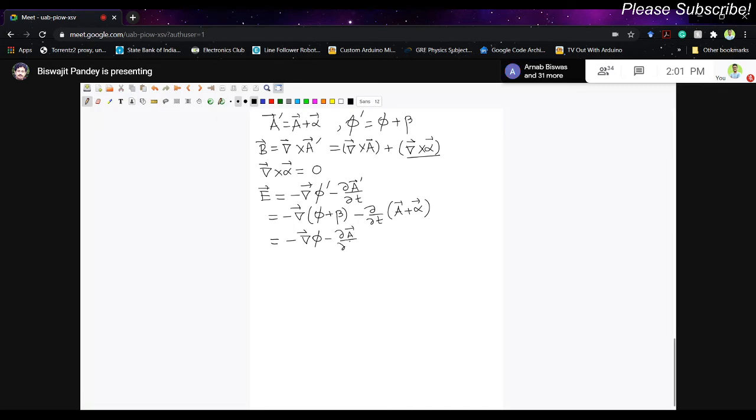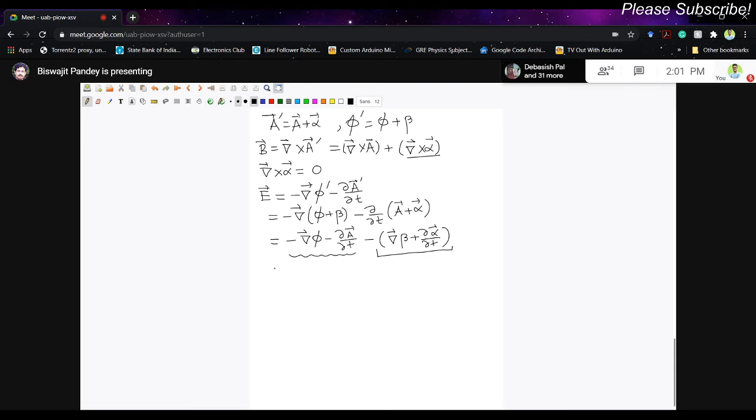This is the familiar quantity, something which is the electric field. So the extra baggage over there, which is minus, I'm taking common, grad beta plus del alpha del t, this one must be 0. Then only we can say that the electric field and magnetic field have not changed.